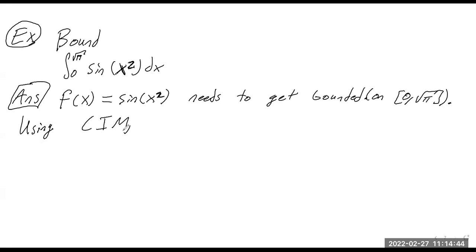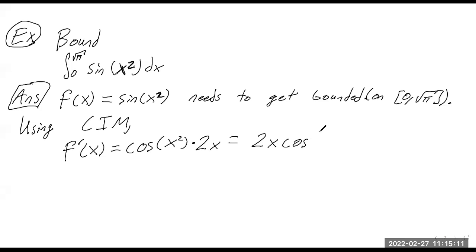So using the closed interval method, I take the derivative. Now, if the function is sine of x squared, I have to apply the chain rule, and I'll take the derivative of the outer function, plug in the inner function, and then multiply by the derivative of the inner function, which is 2x. So this is just 2x cosine x squared.